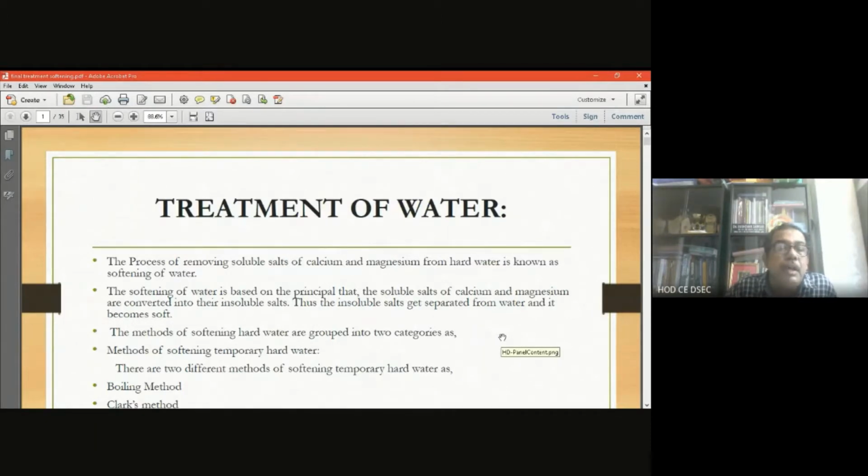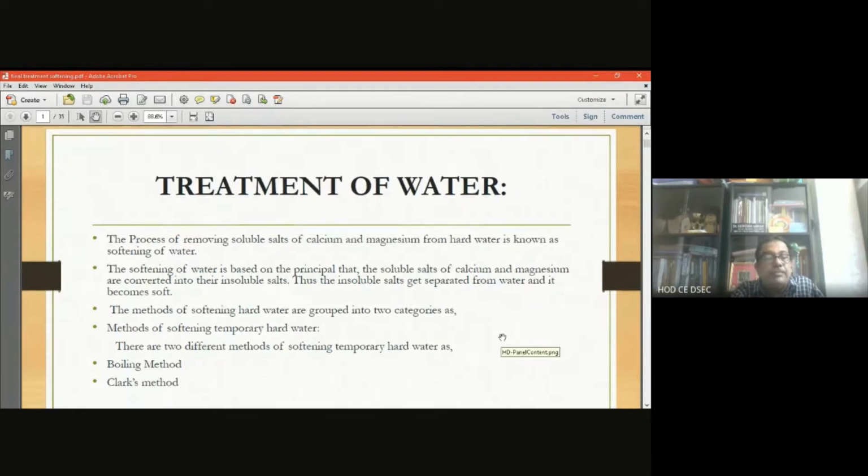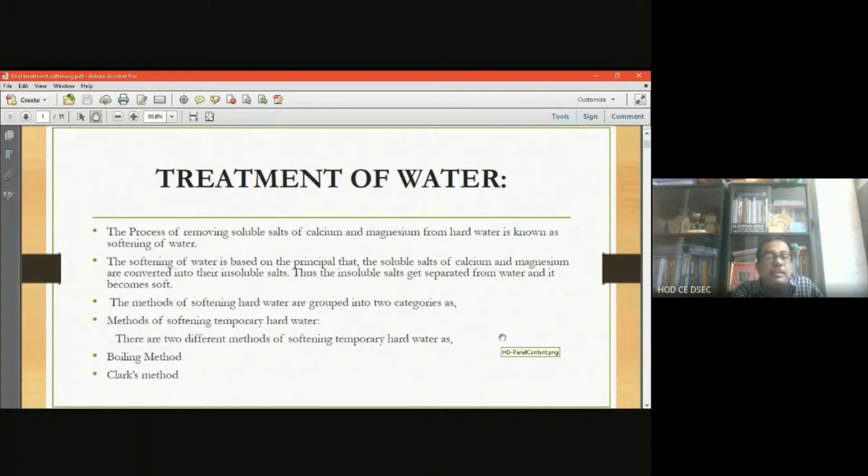Now, the softening of water. As I've told you, the principle is that the soluble salt should be converted from soluble to insoluble. That is, it has to be precipitated, the insoluble salt gets precipitated, and the water becomes soft. These are the principles of the softening of the water. Now, the methods of softening of the hard water I will describe in the following categories.